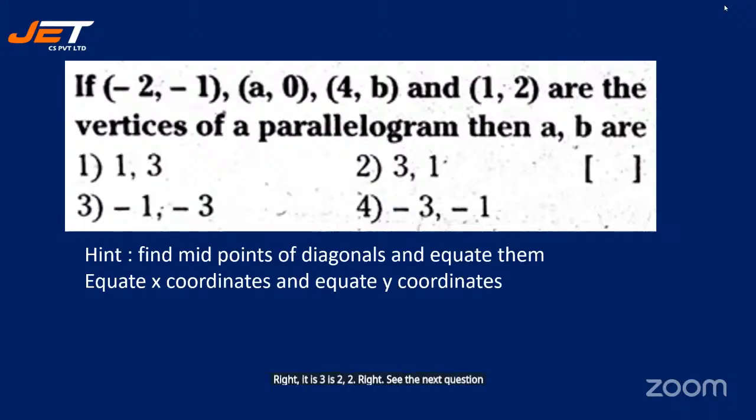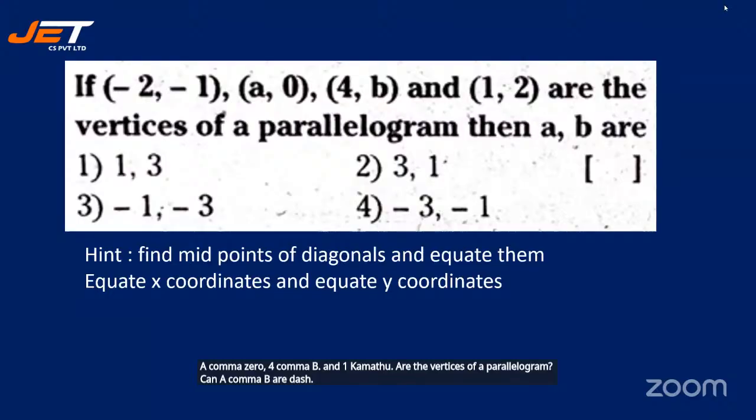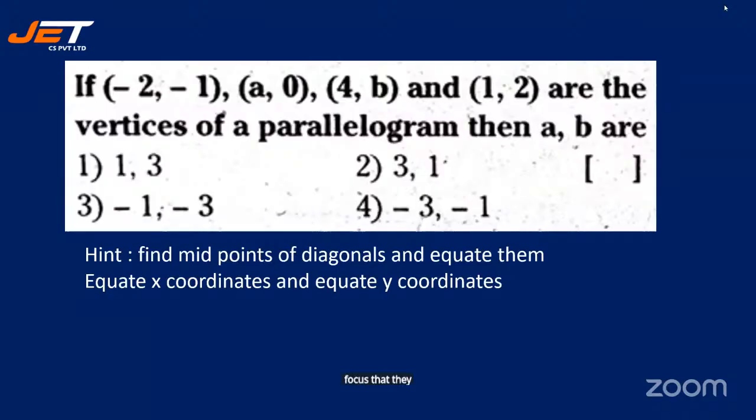If (-2, -1), (a, 0), (4, b) and (1, 2) are the vertices of a parallelogram, then a, b are dash. What they have given is to find the midpoint of the diagonals and then equate x coordinates and equate y coordinates.